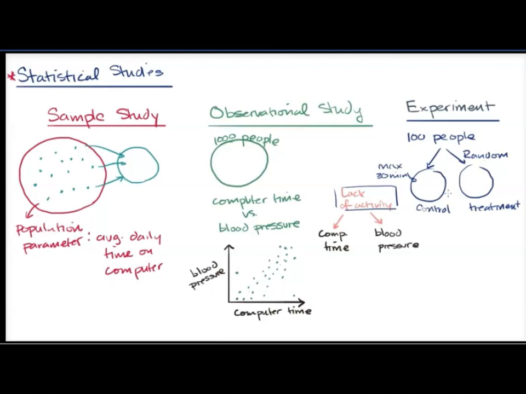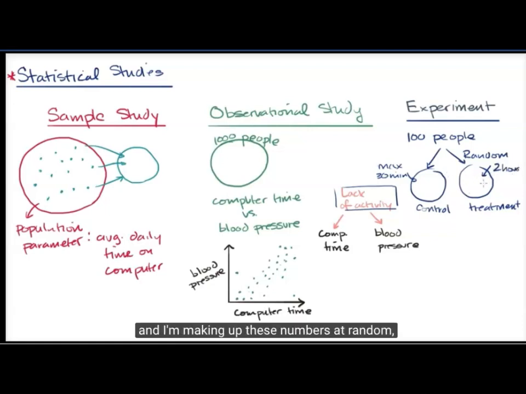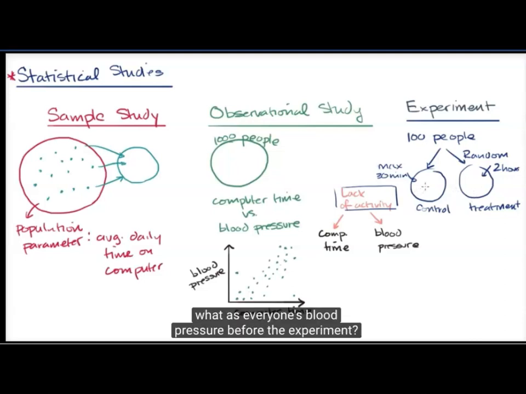Or maybe if you really wanted to do it, you say you have to spend exactly 30 minutes on a computer, and that's maybe a little unrealistic. And then the treatment group, you have to say you have to spend exactly 2 hours in front of a computer. And I'm making up these numbers at random. And it would be nice to see, okay, what was everyone's blood pressure before the experiment? And you can say, okay, well, the averages are similar going into the experiment.